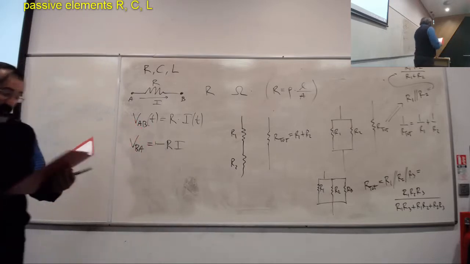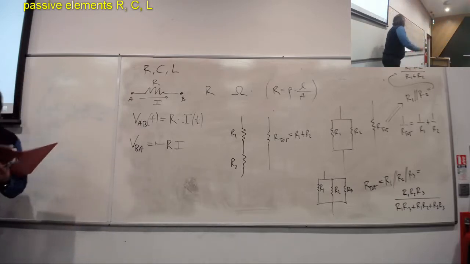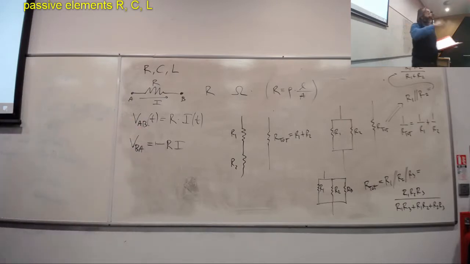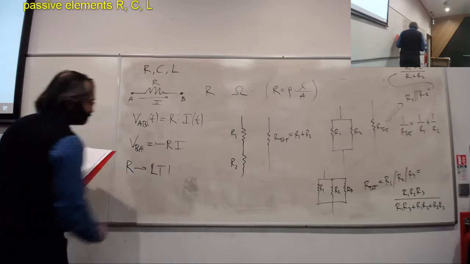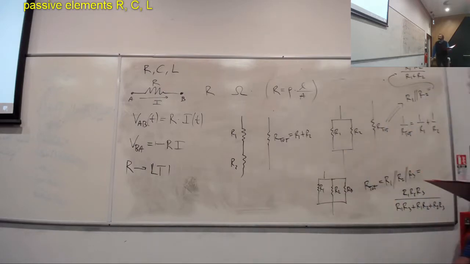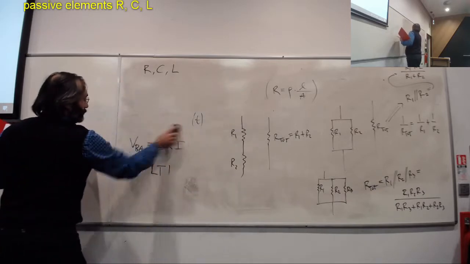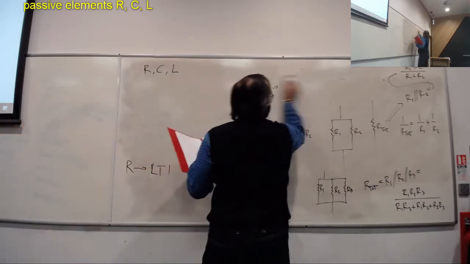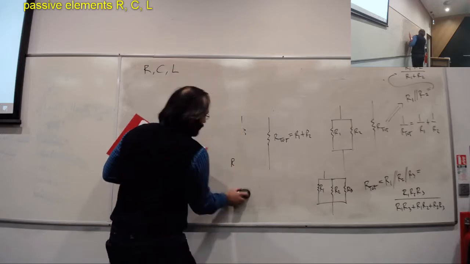Okay, this is the resistor. Let's have a look. Obviously, you can use the definition of linear and time invariant to demonstrate that this system is linear. We call it LTI systems, linear time invariant. Okay, so the resistor is LTI. So I think I can remove this.